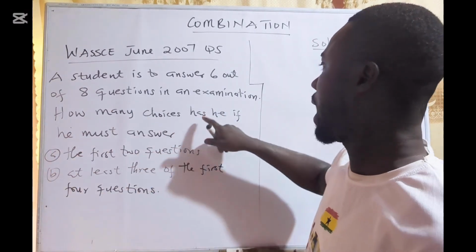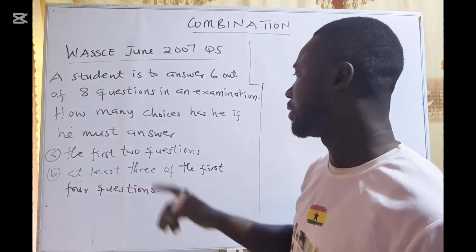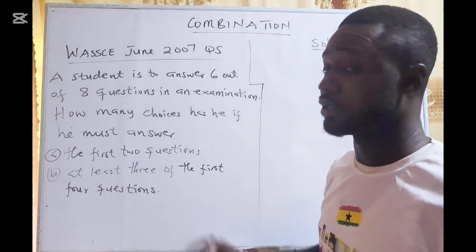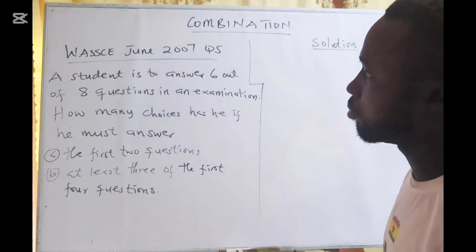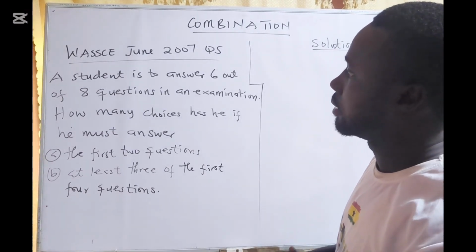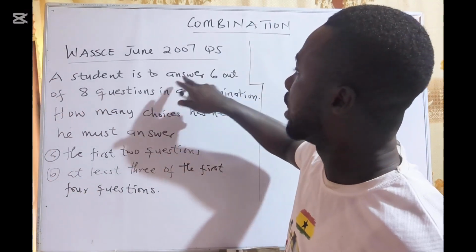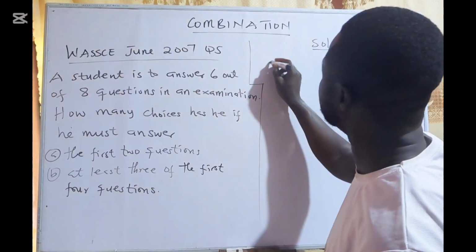How many choices has he if he must answer A, the first 2 questions, B, at least 3 of the first 4 questions? Okay, so A, he must answer the first 2 questions. Alright, so how many questions are there to answer? Okay, and we have the student has to answer 6 out of 8. So 8 questions.